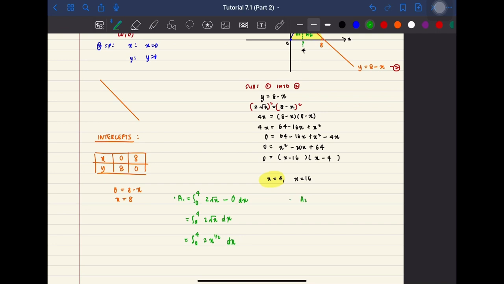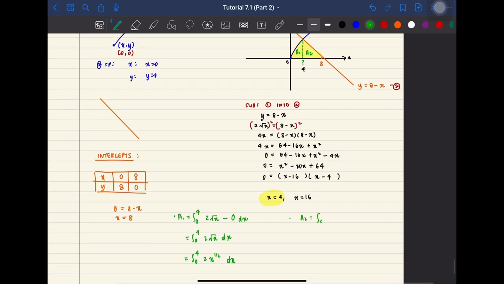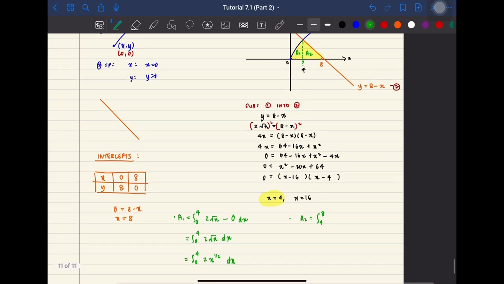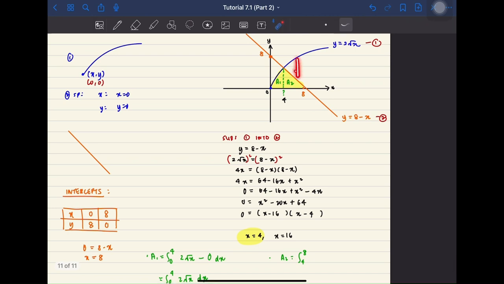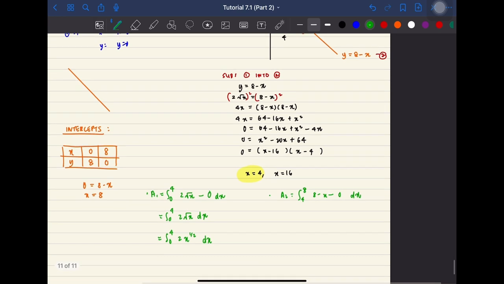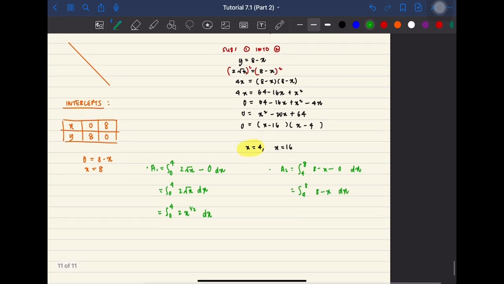And then for A2, daripada 4 until 8. Okay, daripada 4 until 8. So function atas tu, just this one. Tolak. Yang bawah adalah y equal to 0. So 0. Okay, so kita just nak integrate 8 tolak x dx. Okay. Alright, so siapkan, boleh integrate dah tu.